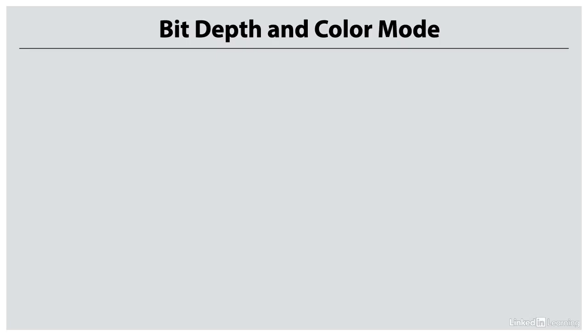A file's color mode determines the number of channels that the file contains, as well as how the color information is stored within that channel. We're going to take a look at 3 of the most popular color modes: grayscale, index color, and RGB, and how they interact with bit depth.